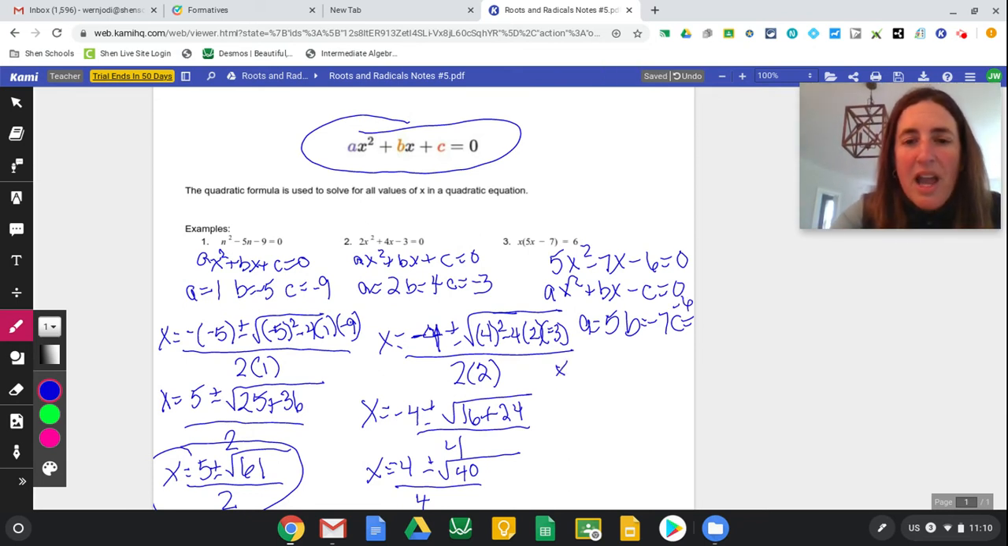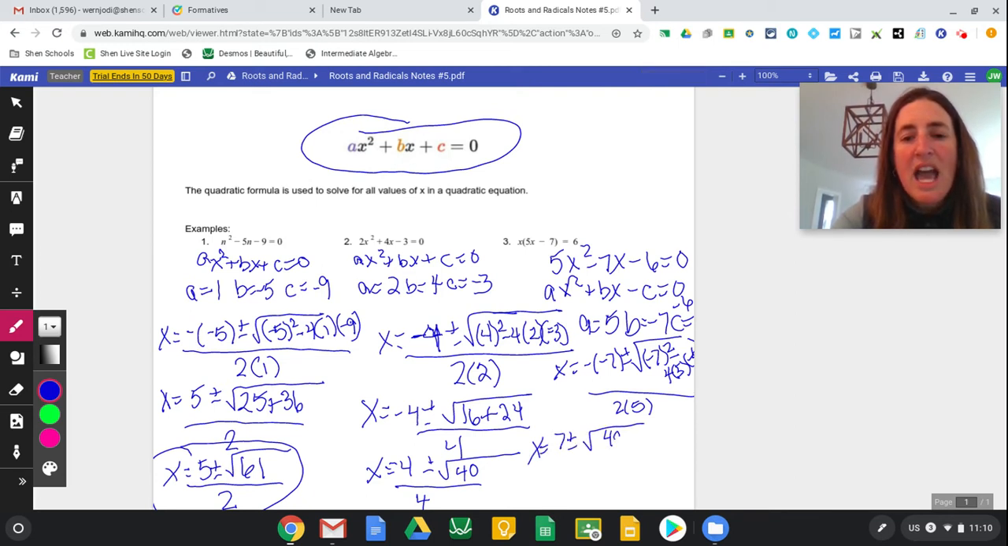Okay, here we go. X equals negative negative 7, plus or minus square root of negative 7 squared minus 4, a is 5 and c is negative 6, divided by 2 times 5, which is 10. Now I have 7 plus or minus square root of 49. The two negatives are going to turn it into a positive 120, divided by 10.